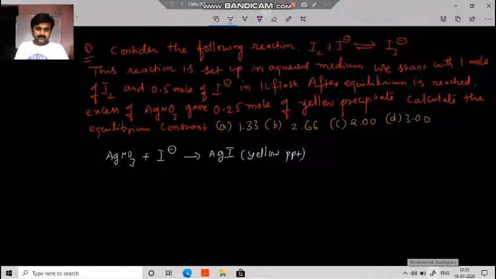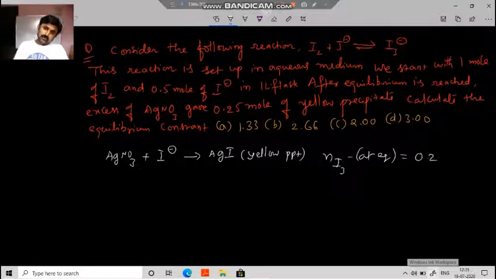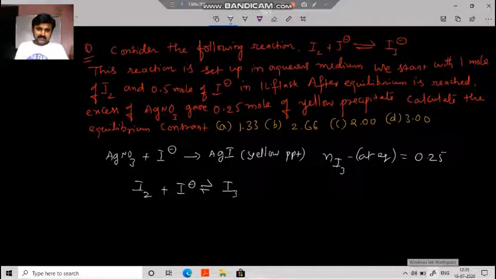That is the yellow precipitate. And moreover, the moles of I3 minus at equilibrium are indirectly given as 0.25. So the number of moles of I3 minus at equilibrium is 0.25. What is the meaning of this? We have an equation already given: I2 plus I minus in equilibrium with I3 minus. In this equilibrium the number of moles is 0.25.